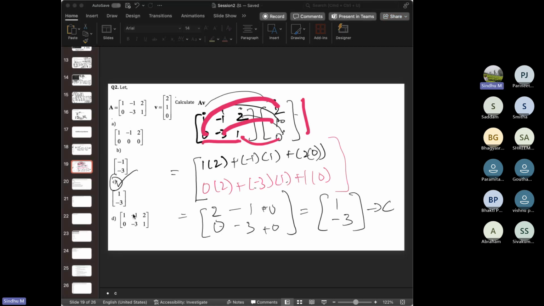So I hope this matrix multiplication is clear to all. Does anyone have any questions? Otherwise, we can go to the next slide. Okay, if there are no more questions, we can move ahead.